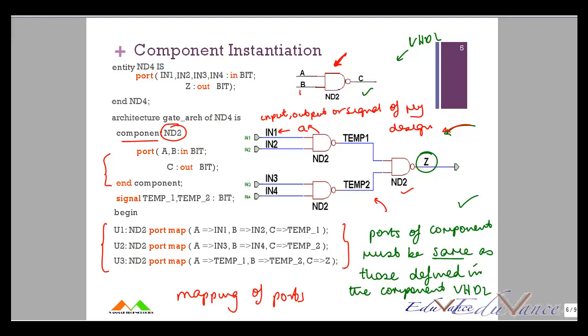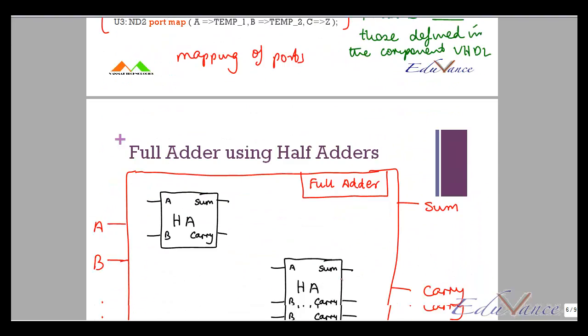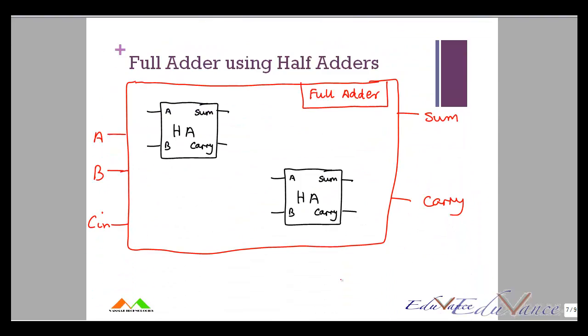Let's look at a more practical and realistic example that we are used to seeing. We know that a full adder, which has inputs A, B and carry in, and has outputs sum and carry, we know that we can use a full adder and design it using two half adders. So how would I do that? My A gets connected to A, my B gets connected to B.